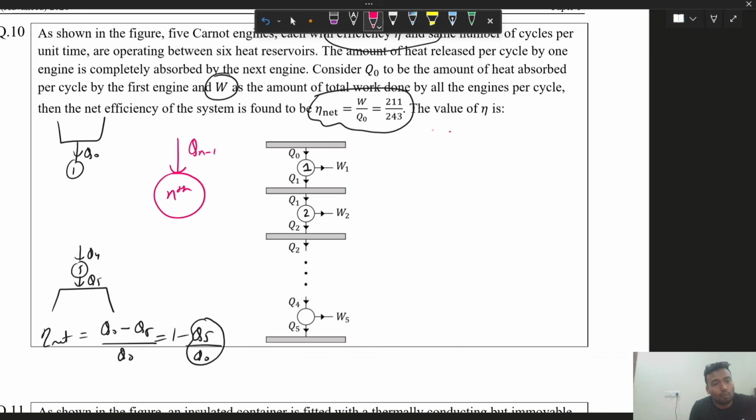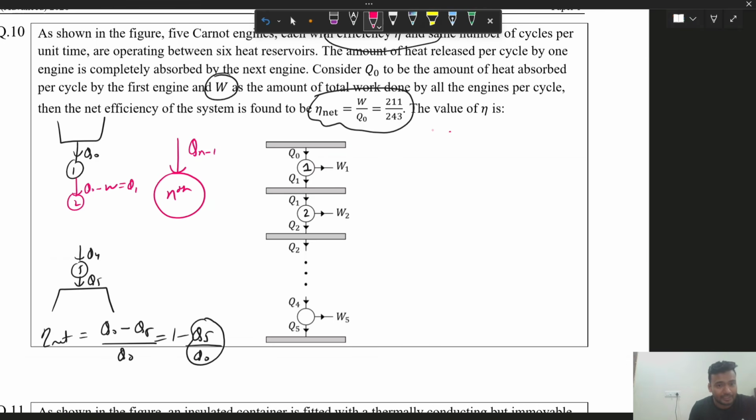Why Qn minus 1? देखो 1 को मिल रहा है Q naught, ऐसे 2 को कितना मिलेगा? Q naught minus W, क्योंकि वर्क डन हो चुका है, right? That is actually Q1. So whatever the number of that working substance is, it is getting Q with subscript 1 less than that, right? So 1 के लिए Q naught, 2 के लिए Q1, 3 के लिए Q2.